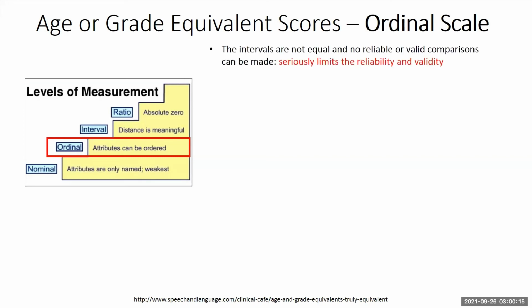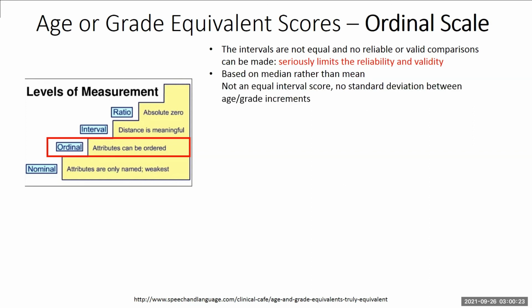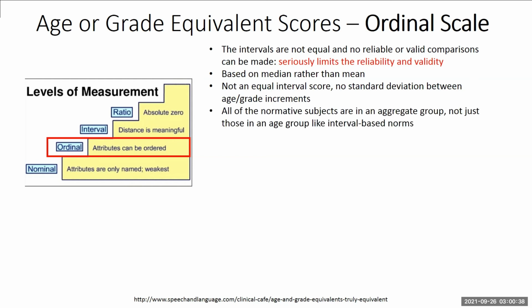Ordinal scale scores are based on the median or middle score rather than the mean or average score. Since there is no mean or equal intervals, there can be no standard deviation between age or grade increments. When the norms are established, all the normative subjects, regardless of age, are in an aggregate group, not just those in the age group, like interval-based norms.